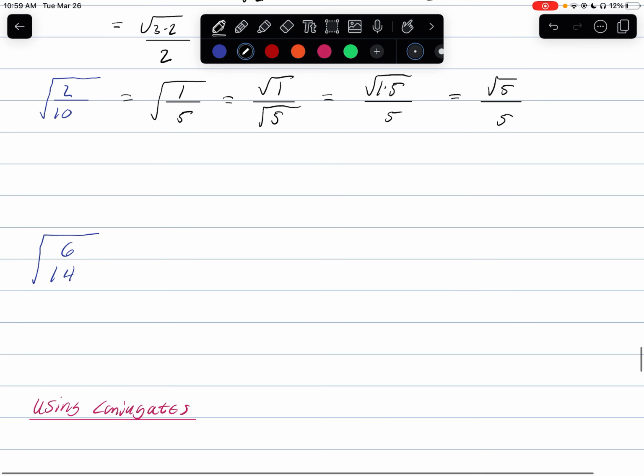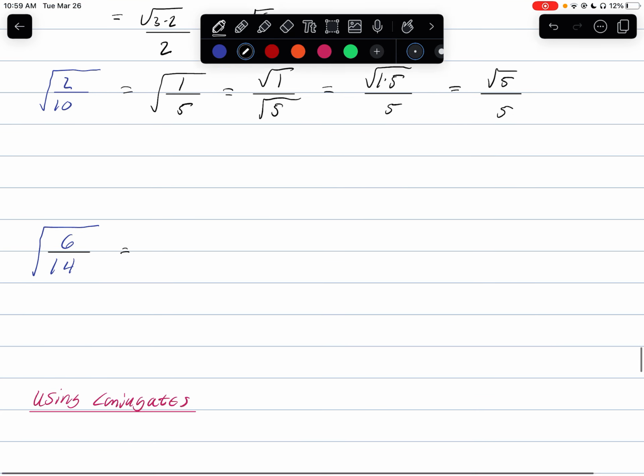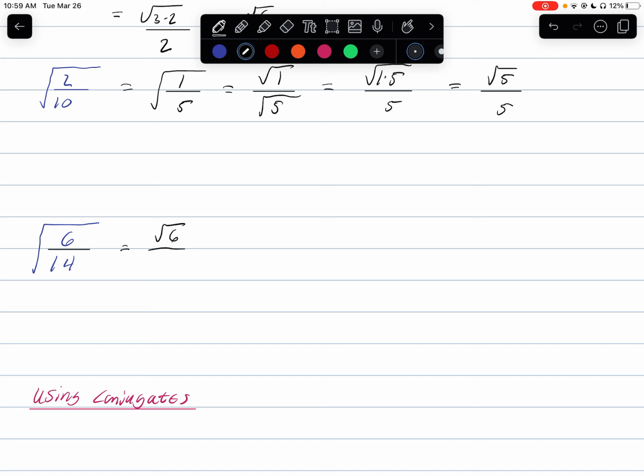Okay, here we have the square root of 6 over 14. So that's the same thing as the square root of 6 over the square root of 14. Actually, let's back up. We can simplify this quite a bit. So 6 over 14 we can write as 3 over 7, and then we have the square root of 3 over the square root of 7.